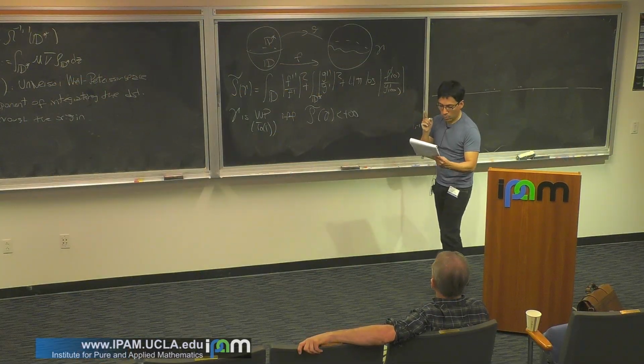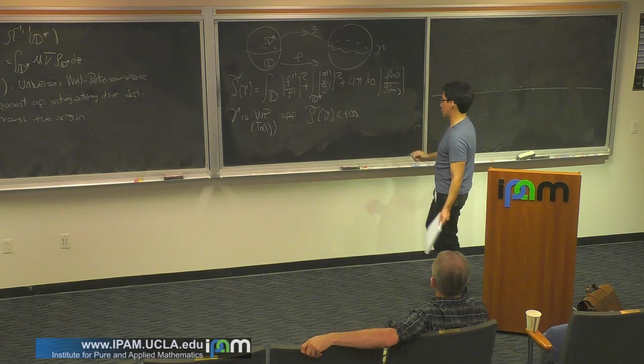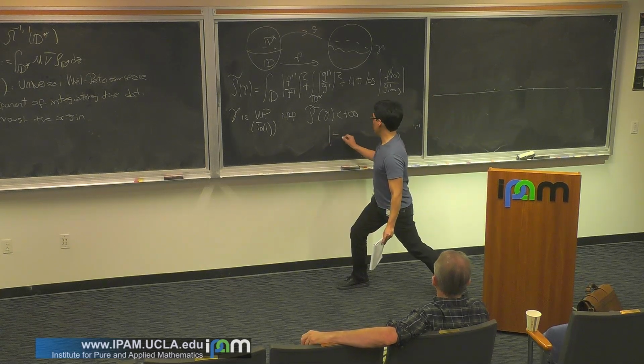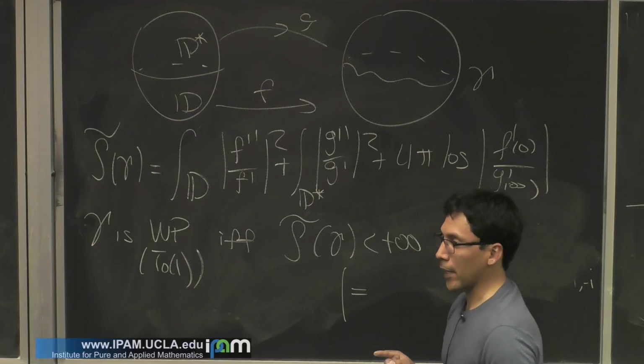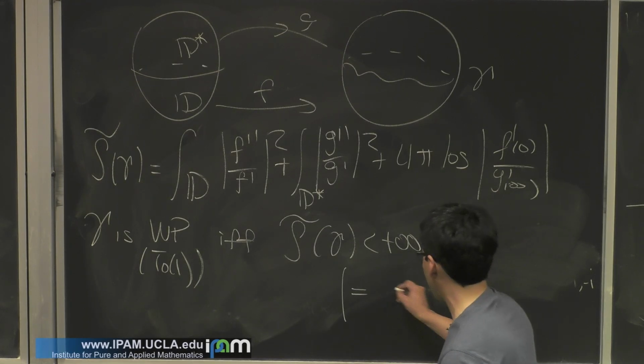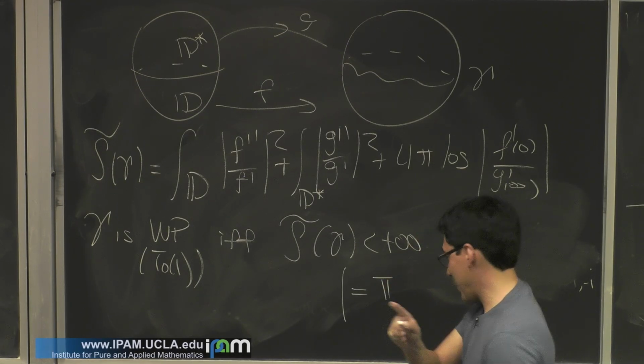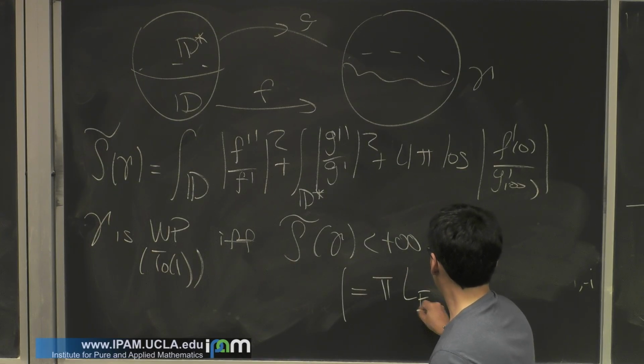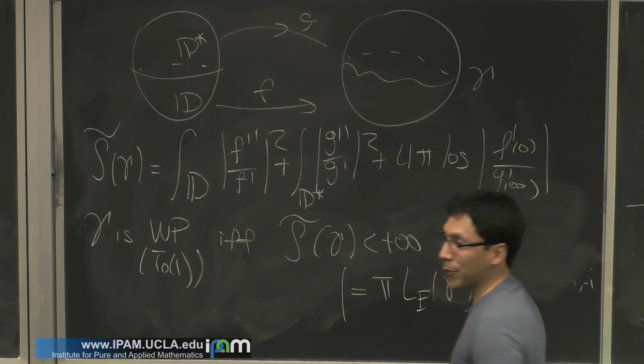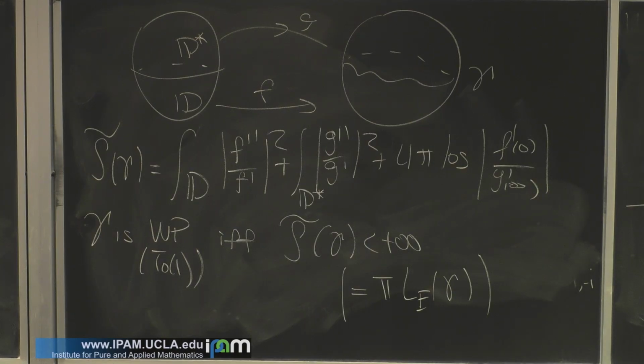Yes. So I was going to say this is equal, and again, here I'm getting everything up to a constant. So I'll try to find the constant. I think the constant is pi. It may not be pi. If it's not, feel free to correct me. This is equal to pi times the Loewner energy associated to the curve.